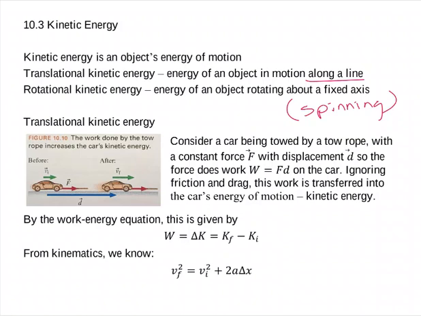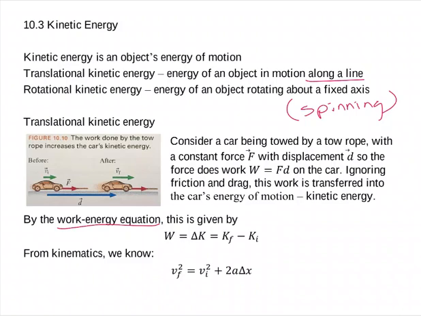So translational first. If we consider a car being towed with a tow rope, with a constant force F and displacement d, so that the force does work, W equals Fd, on the car. So ignoring friction and drag, this work is transferred into the car's energy of motion, and that is kinetic energy. So by the work energy equation, this is given by W equals delta K. So that would be kinetic final minus kinetic initial. Remember the work energy equation. We're going to be referencing that all the time.